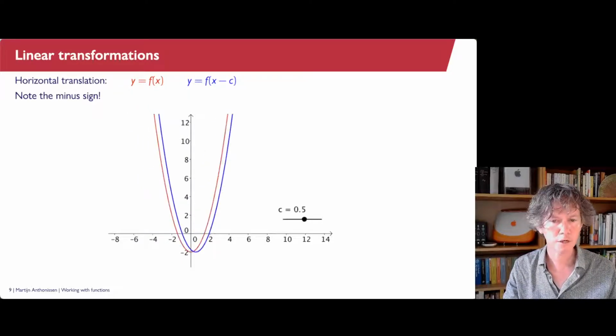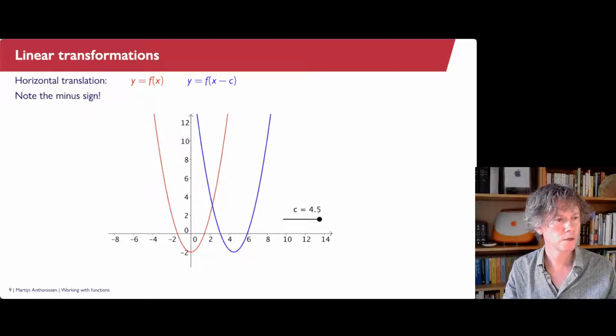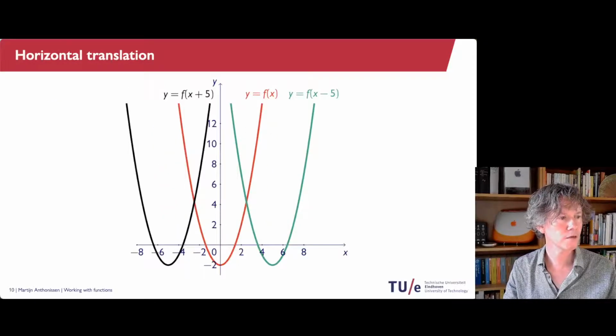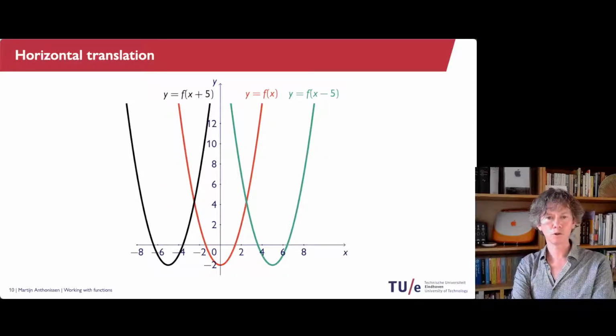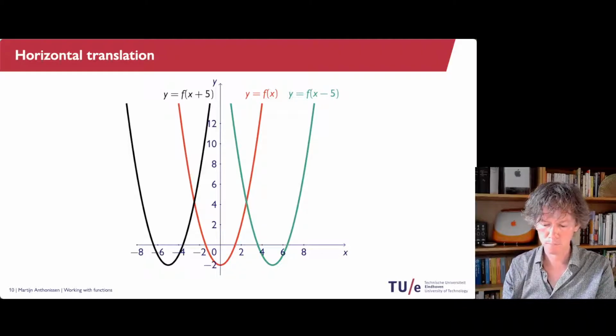And again, this is the animation. For c equals 0, you see that they're on top of each other. And here I put a static image. So the red graph is the original one. If you do in black f of x plus 5, it moves to the left. And in green, y is f of x minus 5, and then it goes to the right. So that may be a bit counterintuitive. Spend a little bit of time with that to see if you can understand why that holds true.